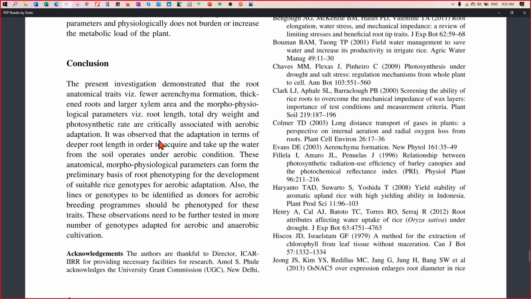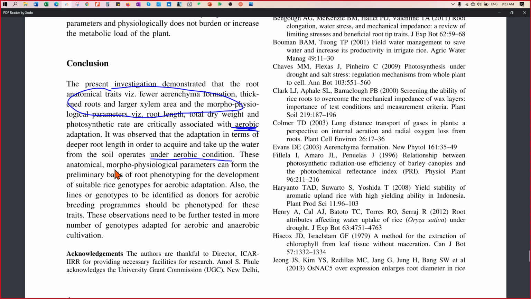And finally, you have your conclusion here. It says: the present investigation demonstrated that root anatomical traits, that is fewer parenchyma formation, thickened roots, larger xylem area, and the morphophysiological parameters such as root length, total dry weight, and photosynthesis rate are critically associated with aerobic adaptation. So all these parameters are associated with aerobic adaptation. It was observed that the adaptation in terms of deeper root length in order to acquire and take up the water from the soil operates under aerobic condition.